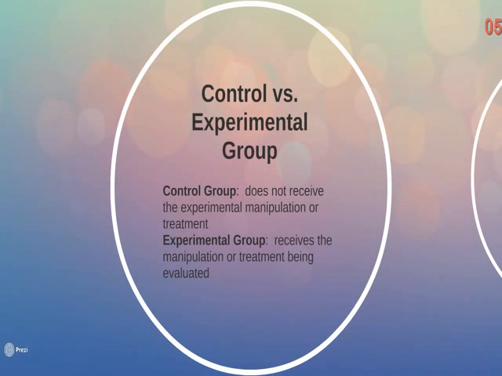So this leads us to creating a control group and an experimental group. By having a control group, you can look at the change your experimental group makes from the ordinary situation. You can look and see what would normally happen in the scenario, and then what happens when you actually do your experimental manipulation or treatment. So the control group will be the one that does not receive the experimental manipulation or treatment. The experimental group will receive the manipulation or treatment that's being evaluated.